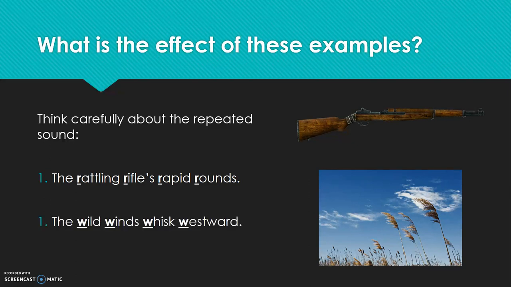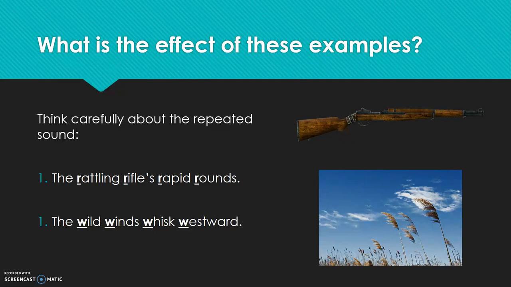Let's have a look at another one. The wild winds whisk westward. So if we listen to this carefully, and if we pronounce it carefully, we can hear the actual wind, or the sound of the wind, that's being imitated when we repeat the W sound. The wild winds whisk westward. So we can actually hear the sounds through alliteration.